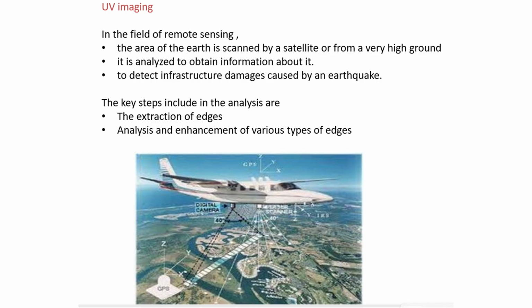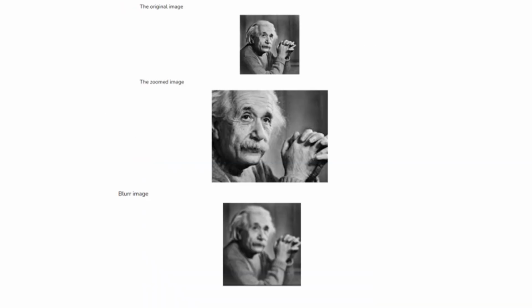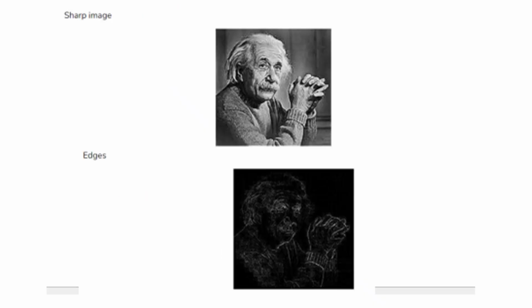In the field of remote sensing, an area of the earth is scanned by a satellite or from very high ground. It is analyzed to obtain information about it, for example to detect the infrastructure damages caused by an earthquake. The key steps are extraction of the edges and analysis of the enhancement of various types of edges. We could see some examples of an original image, a zoomed image and a blurred image. And here is an example of a sharp image and only the edges.